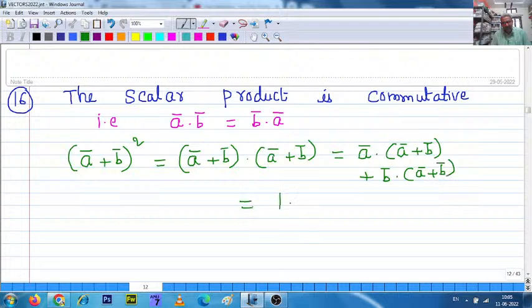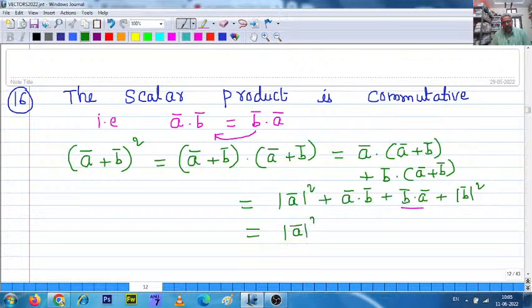A dot A, as we have already discussed, is mod A square, plus this is A dot B, plus this is B dot A, plus B dot B is mod B square. My dear students, you just observe B dot A is same as A dot B. So this can be rewritten as mod A square plus A dot B plus B dot A, which is nothing but, using commutative property, A dot B plus mod B whole square.